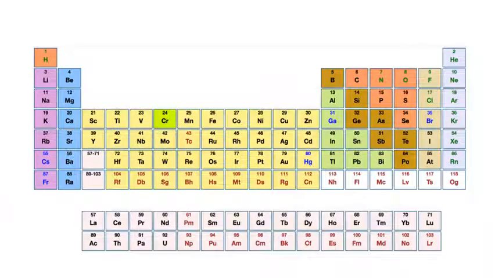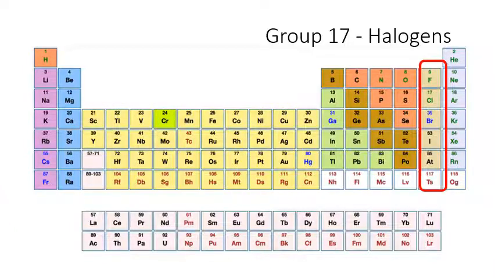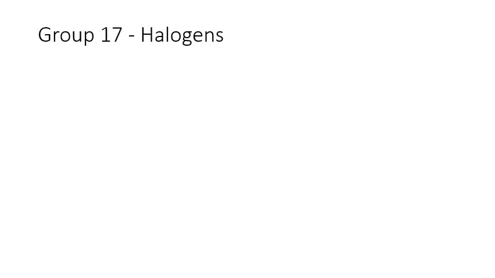Our next group here is going to be these guys. Now these guys in here are called the halogens. Halogen means salt former. So the group 17, the halogens, these guys are very reactive. So we're now on the non-metal side of the periodic table, and now we have very reactive nonmetals. So we had reactive metals and we have reactive nonmetals.